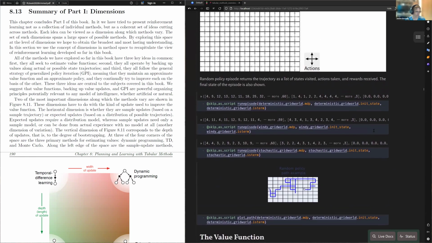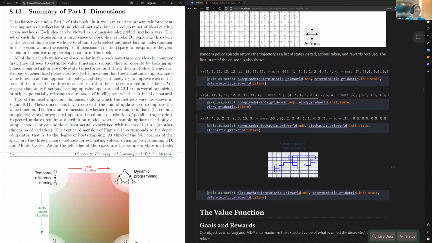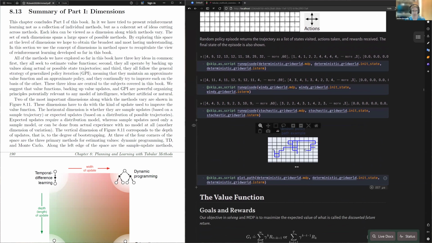And then once we have the random policy, we could create some trajectory through the environment. Here I'm starting at this starting state, and this is showing a path through the deterministic grid world. It just wanders around until eventually it reaches the goal, at which point the episode ends. So this is what it would visually represent.